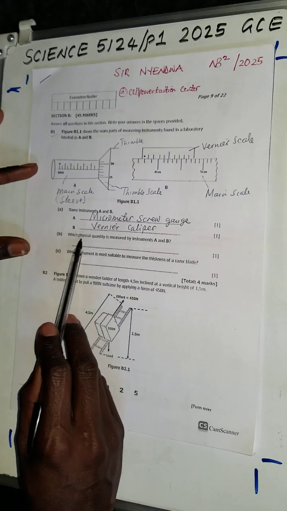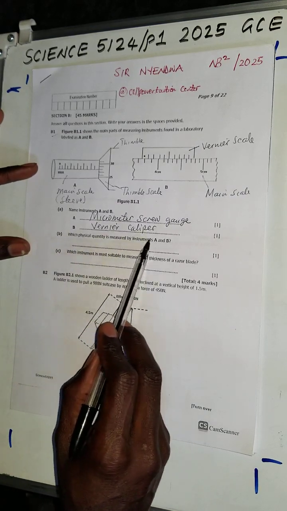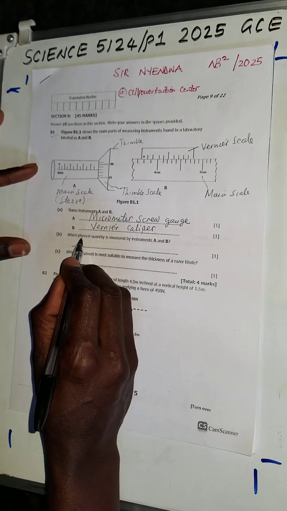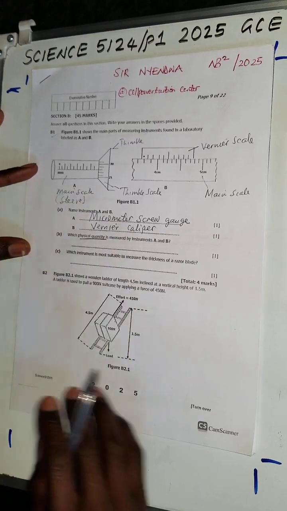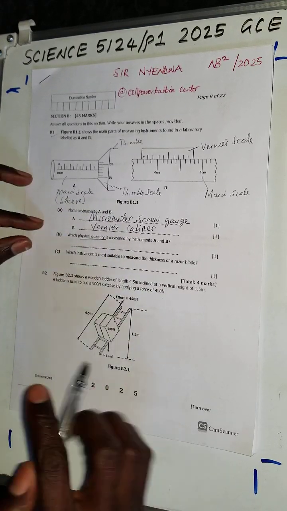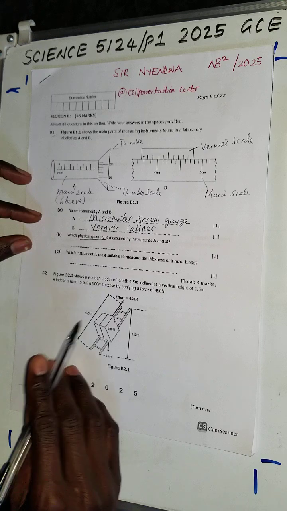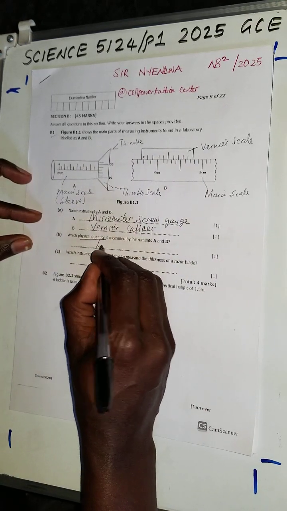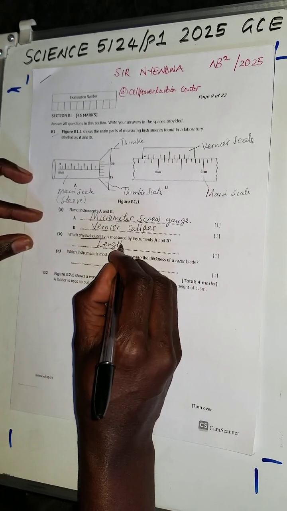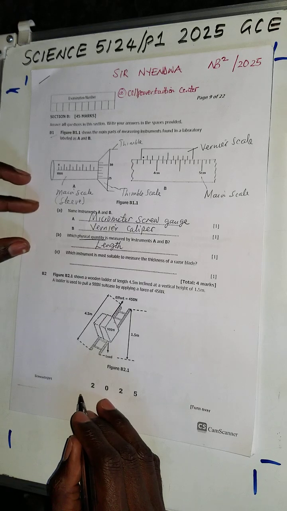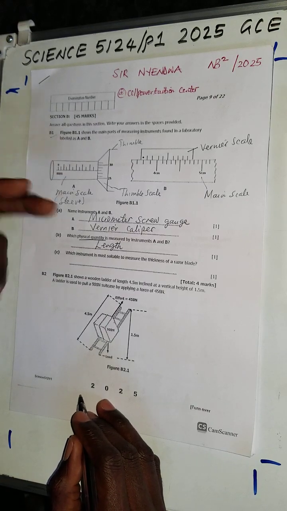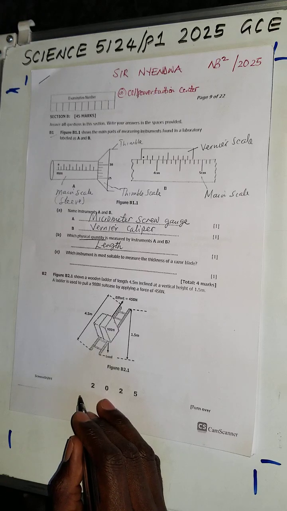Then B says which physical quantity is measured by instrument A and B. Now, of course, the question says which physical quantity. Remember, physics is a science of measurement. So which physical quantity is measured by that? The correct answer that you are supposed to state is simply length is the physical quantity measured by either a micrometer screw gauge or a vernier caliper. So that is what you needed to answer.